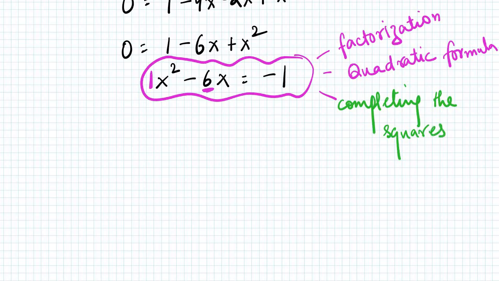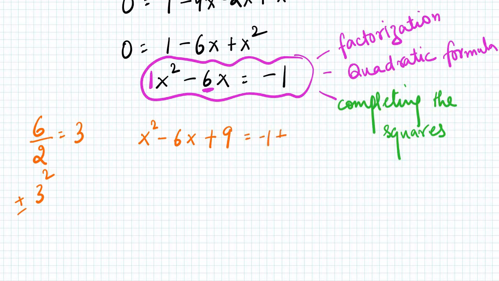So how do you complete the square? You take this 6, you do its half, you got 3, you do 3's square, and add and subtract on the same side, or you can add to both sides as well. So I'm going to go for this: minus 1, add 9 here. I just added 9 here, added 9 here.